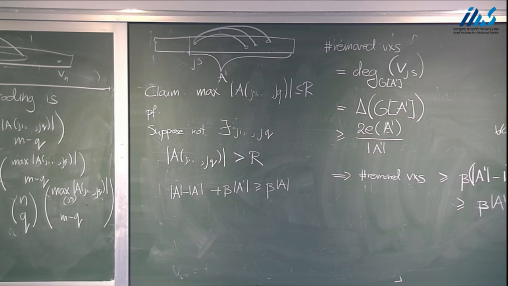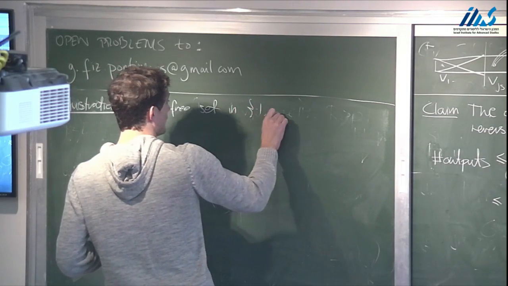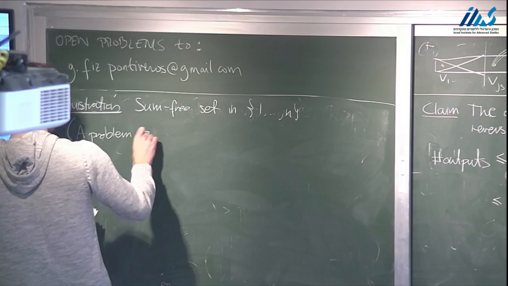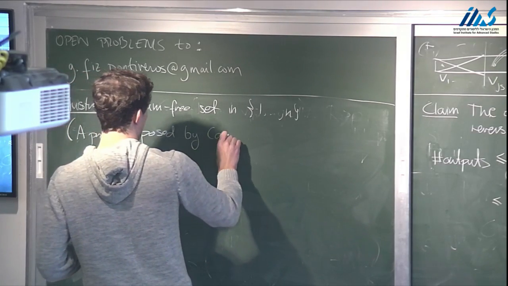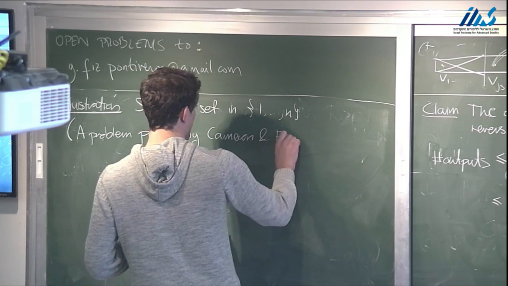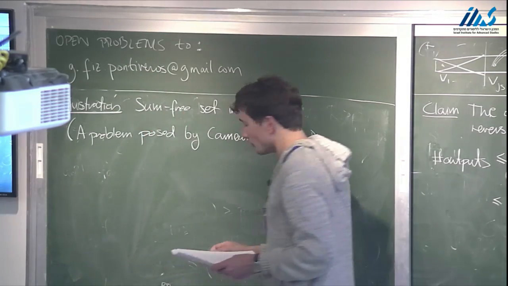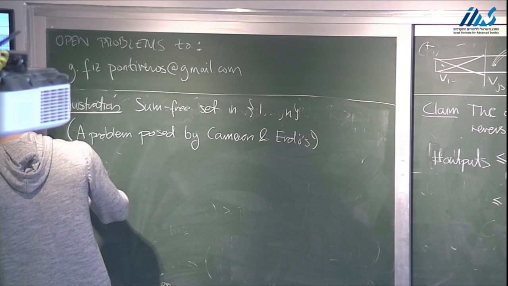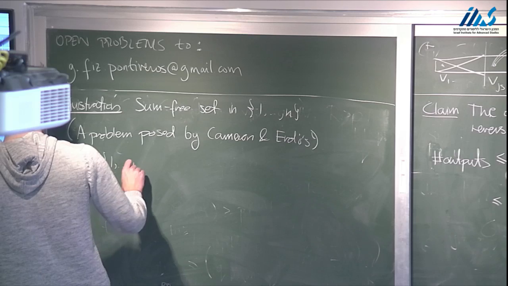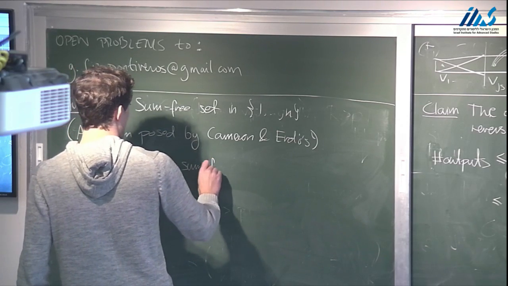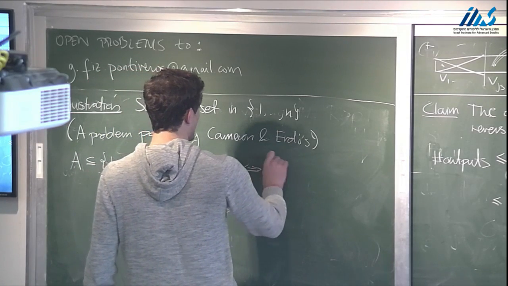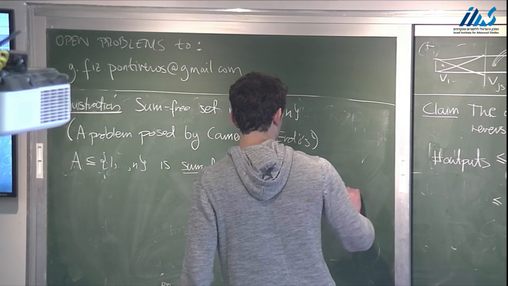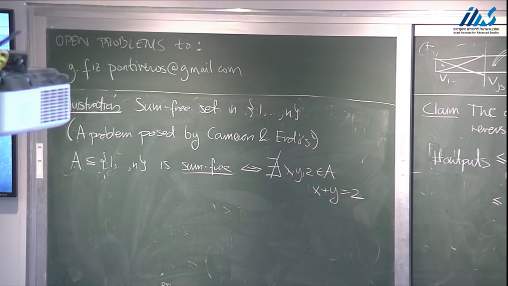Sum free sets in the set 1 up to n, and this was a problem posed by Cameron and Erdős. So what did Cameron and Erdős ask about? Maybe first let me tell you what a sum free set is. A set A in the integers 1 up to n is called sum free if and only if I cannot find 3 elements x, y, z in A, not necessarily distinct, such that x plus y is equal to z.